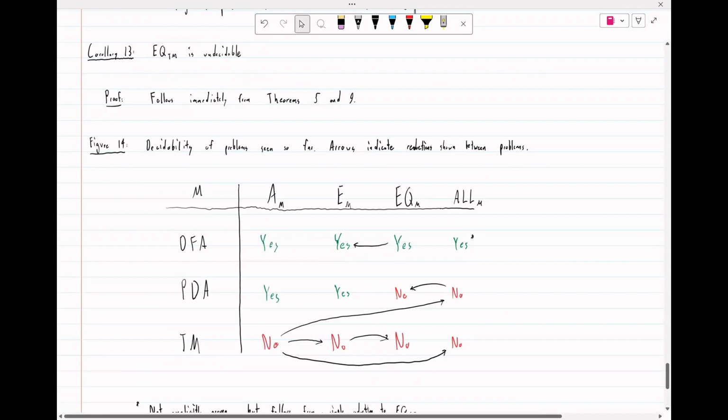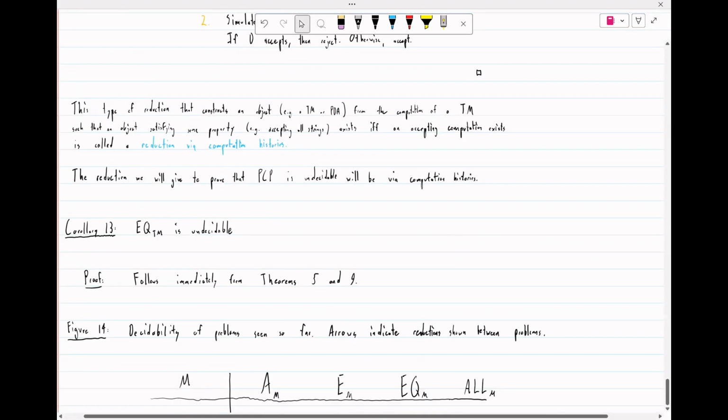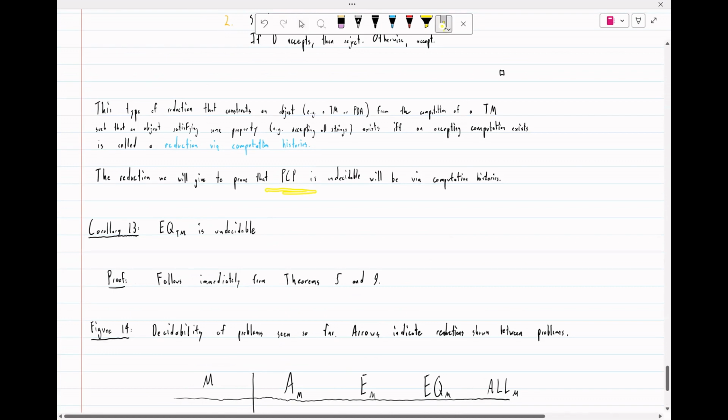All right. And next time we're going to see, finally, we have reductions that are strong enough that we can leverage them to attack this post-correspondence problem that I talked about last time.